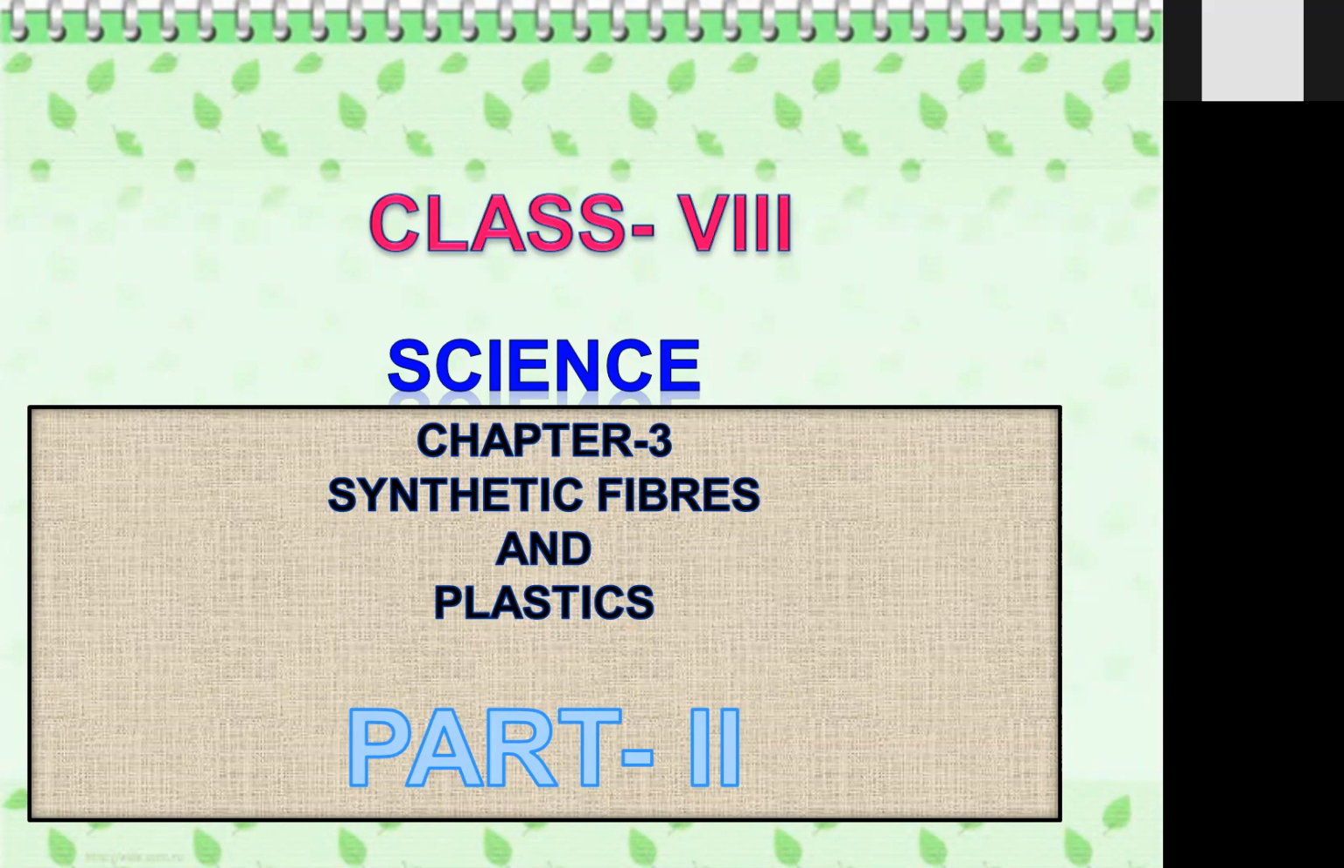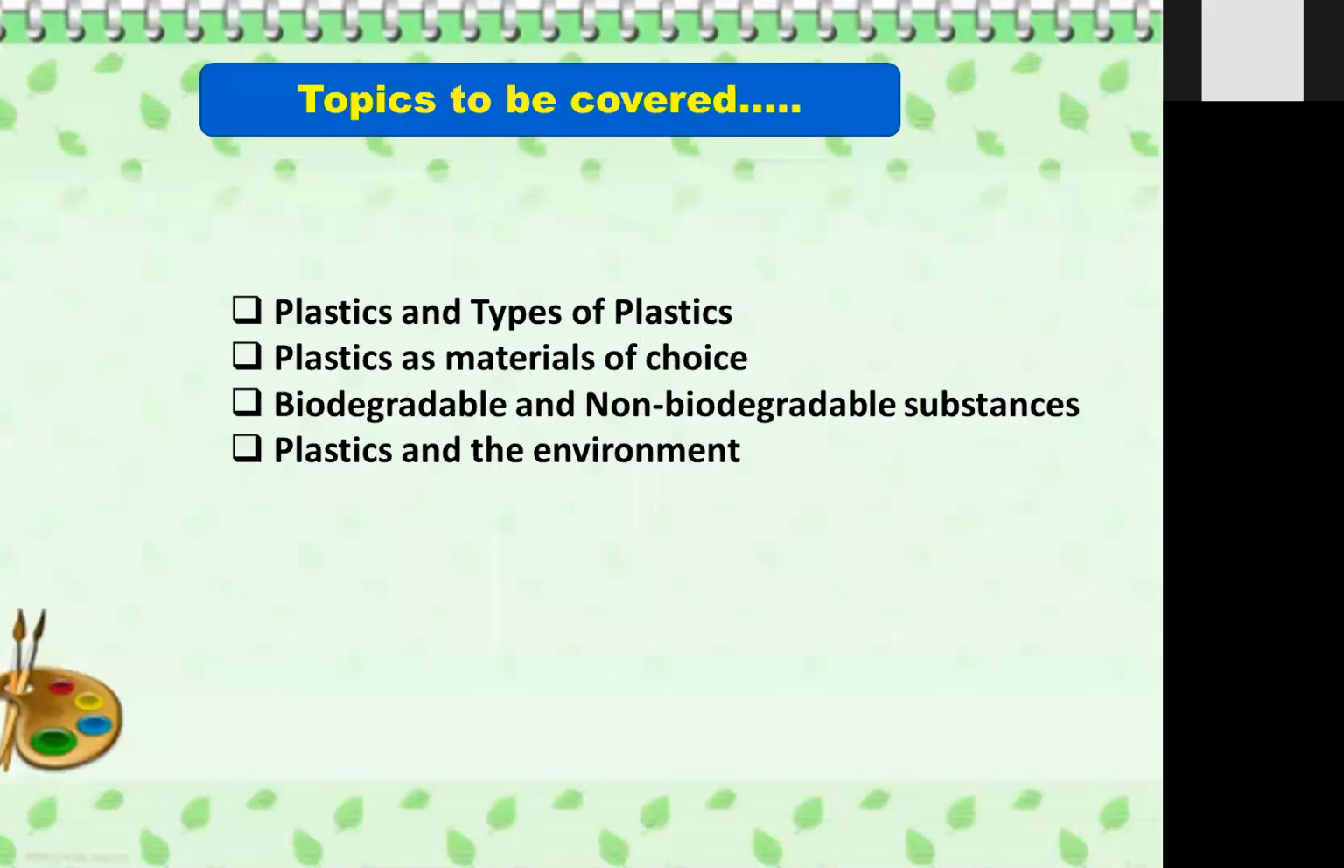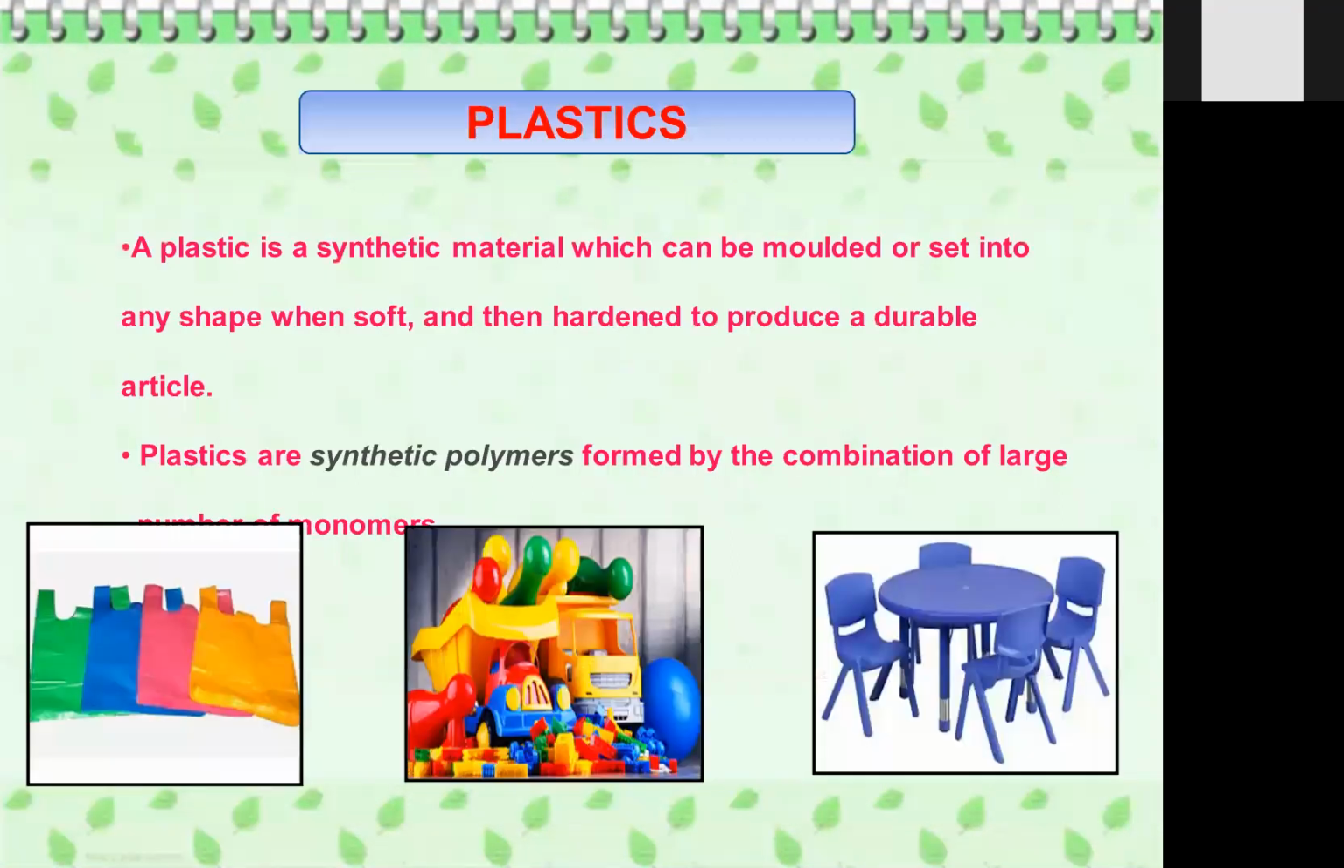So in this part 2, what are we going to learn? We are going to learn about plastics, the types of plastic, what kind of arrangement they have, why we are using plastic so much, what the difference is between biodegradable and non-biodegradable substances, and the relation between plastic and the environment.